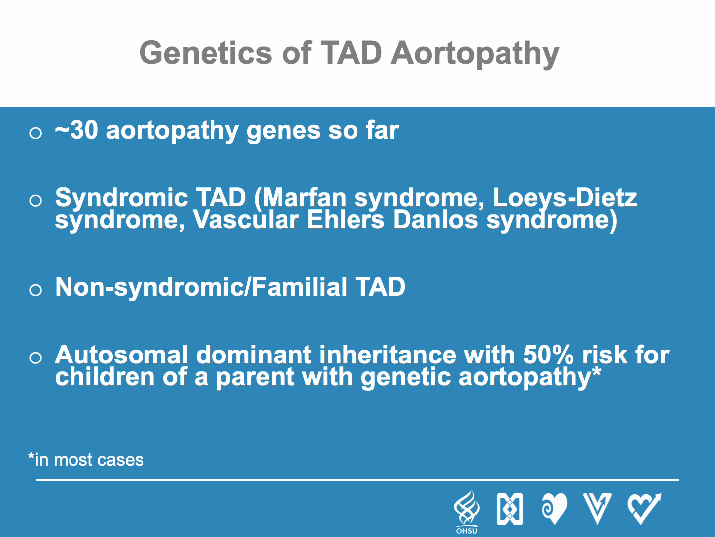Most genetic aortopathies follow a pattern called autosomal dominant inheritance. In autosomal dominant inheritance, each biological child of a person with a genetic aortopathy gene variant has a 50% chance to inherit the genetic risk factor to develop aortopathy. This also means each child has a 50% chance they will not inherit such a genetic risk factor. These risks are the same no matter the sex or gender of the parent or child.